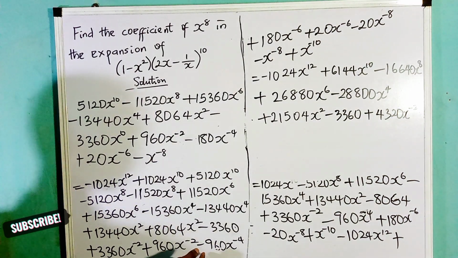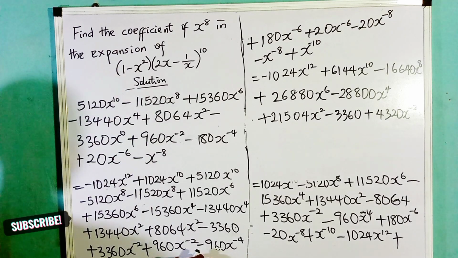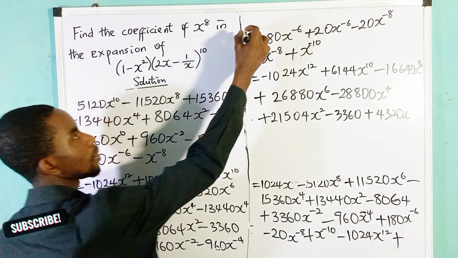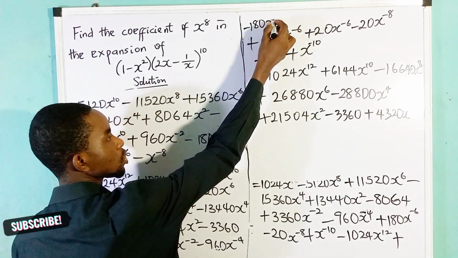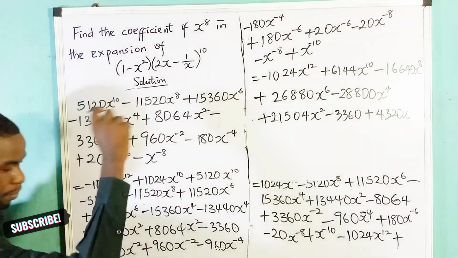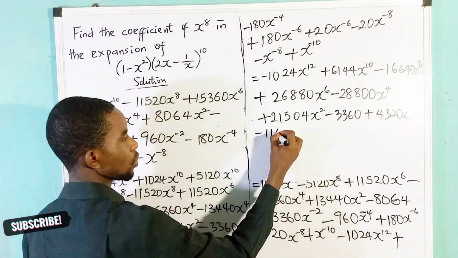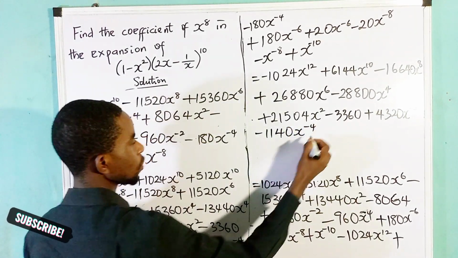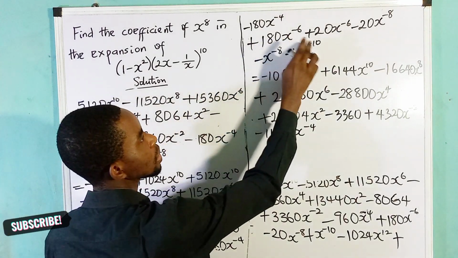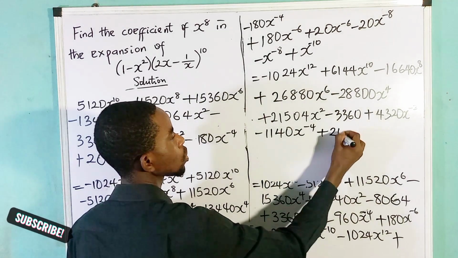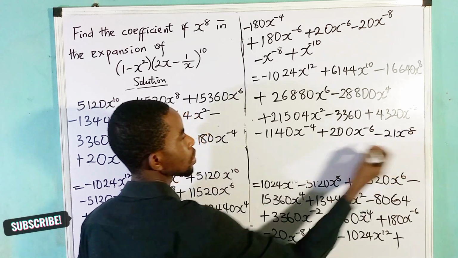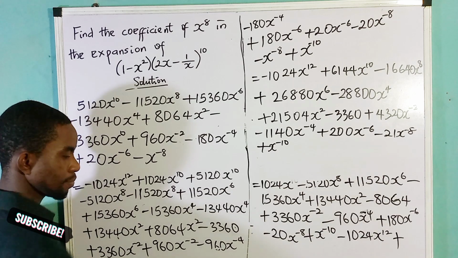And then we have this minus 960. We skipped this. Before this, sorry, we are supposed to have minus 180 x raised to power minus 4. Okay, so now when we have minus 960 minus 180, it's minus 1140 x raised to power minus 4. And then now we have 180 plus 20, that's plus 200 x raised to power minus 6 minus 21 x raised to power minus 8 plus x raised to power minus 10.